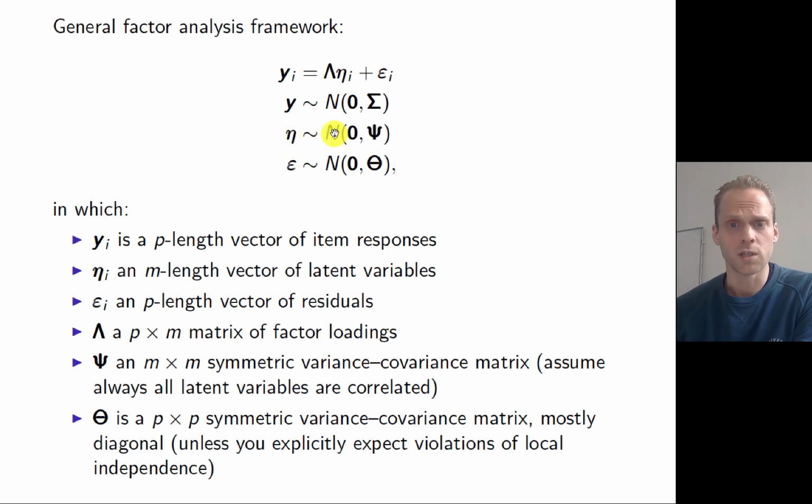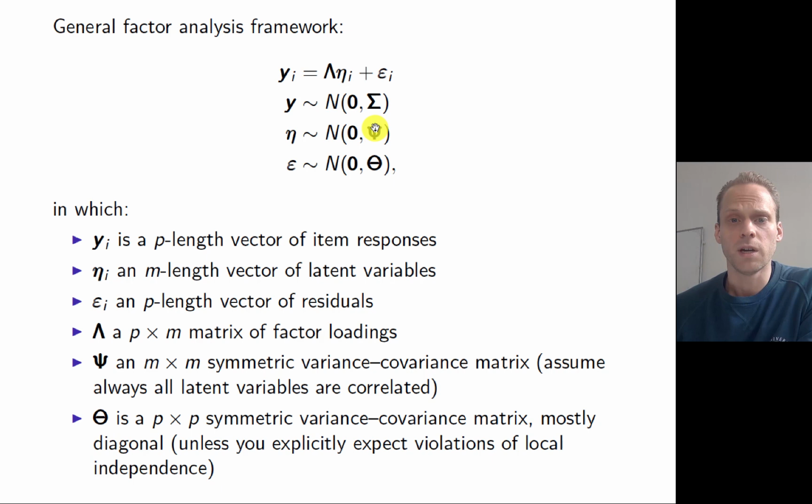Eta is also normally distributed with a mean of 0 and a variance covariance structure of psi. Now this mean of 0 is because we needed to scale eta. It has no unit. It could be a mean of 0, could be a mean of 100, could be a mean of 1000, and we need to set that somewhere. In an IQ test it's typically set to 100, for example. But we will set it to 0. Psi is the variance covariance matrix of the latent variables. Epsilon has a normal distribution with mean 0, and now the 0 is important because it's error, so it should not have a structured mean, so this is always 0. And it has a variance covariance structure of theta.